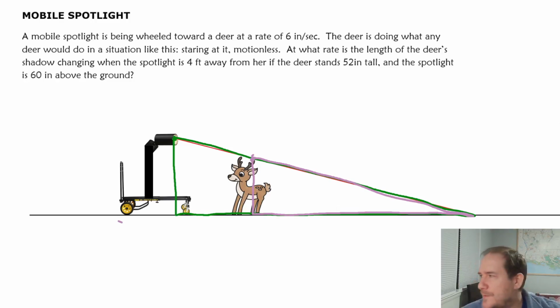So for these problems, the way we've broken this down was to label variables like this, where the height of the first triangle we called capital H, then the height of the person, or in this case the deer, we called lowercase h.